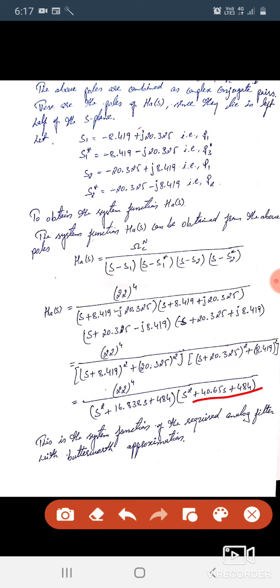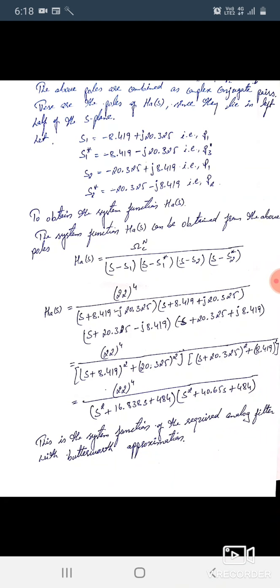After solving, you will get the result as 22 power 4 divided by (s square plus 16.838s plus 484) into (s square plus 40.65s plus 484). This is the analog filter with the Butterworth approximation, an approximate value for the Butterworth filter. This is how you have to solve a problem. First you have to find the order, cutoff frequency, then pole values, then complex values, then find the system function. These are all the steps you have to follow when solving problems based on this.